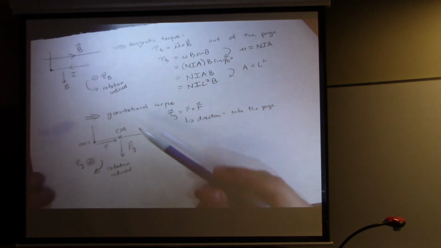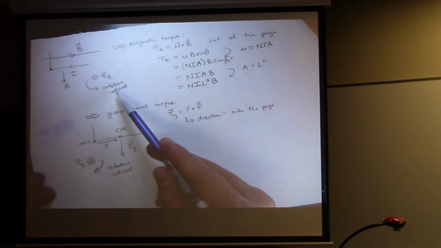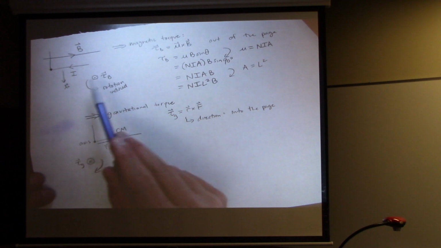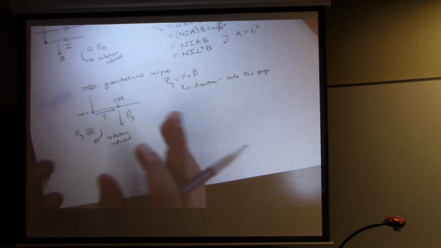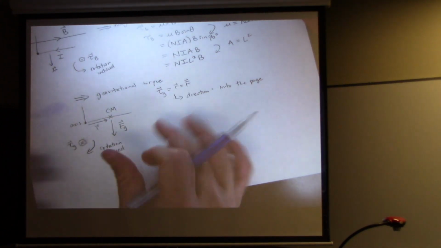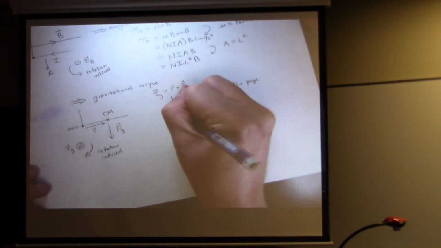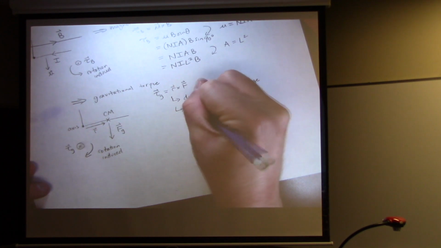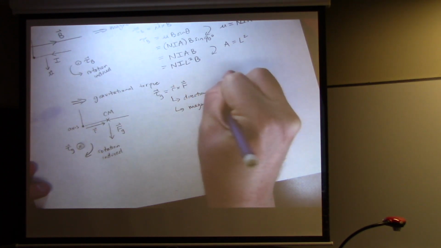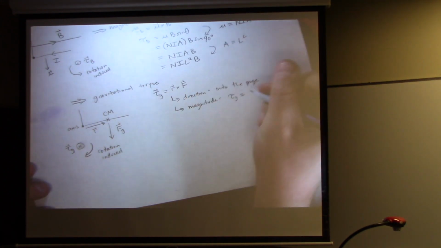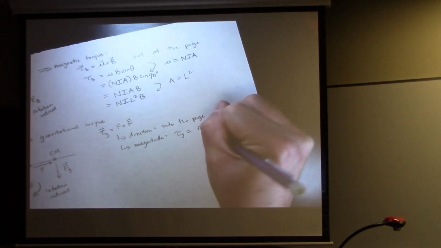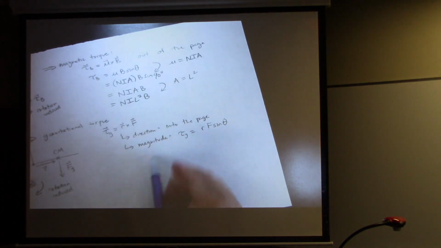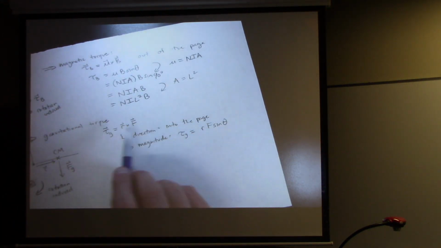So if you have a torque going one way, inducing counterclockwise rotation, and a torque going the other way, inducing clockwise rotation, then they can cancel each other out. Okay, so the magnitude of the gravitational torque is going to be equal to r F sine theta. It's just like any other cross product. You take the magnitude of the first vector, the magnitude of the second vector, times sine of theta.